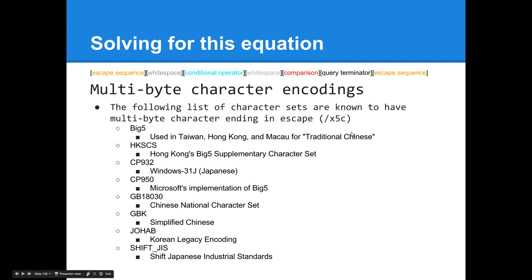Yes, there are multiple multi-byte character encodings that are vulnerable or offer this form of bypass, including Big5, Hong Kong Big5 supplementary character set, CP932, CP950, GB18030, GBK, Johab, and Shift JIS, which, if you look over all of them, are all Japanese, Chinese, and Korean character sets, interestingly enough.